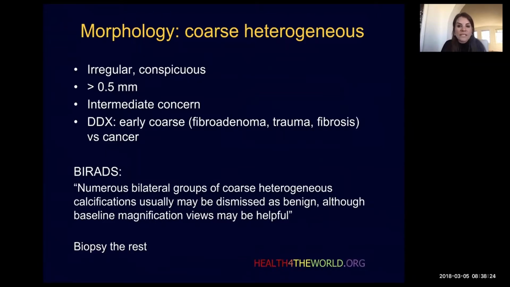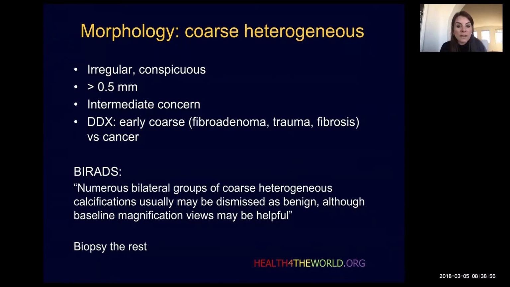Again, we've seen a few examples of these coarse heterogeneous calcifications, but these are defined as irregular, conspicuous calcifications that are greater than 0.5 millimeter in size. They are of intermediate concern. The vast majority of these are going to be benign, such as we've seen in fibroadenomas, traumas, early dystrophic calcifications, or areas of fibrosis. However, cancer, and particularly DCIS, is in your differential, and that's why this morphology is suspicious.